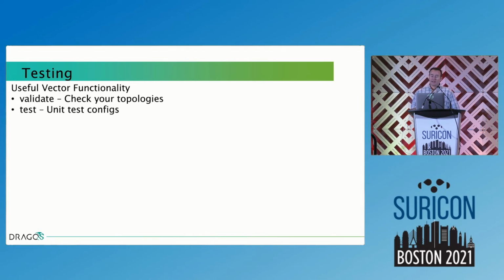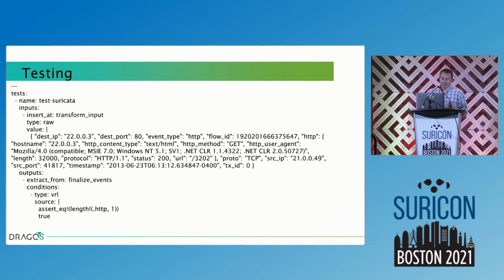There's something called validate. You can check your topologies, make sure all your sinks, sources and transforms are correctly connected. It will tell you what's going on. There's also tests. You can actually write unit tests for all these configs you're building. So here's a test. We can insert inputs into any part of our pipeline. We can then check our outputs. So in this case, we could insert HTTP into some of those transforms we were doing, come out and see like, yeah, it produced one HTTP or it produced 2 or 4, however many you want.